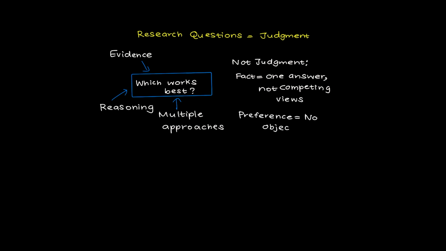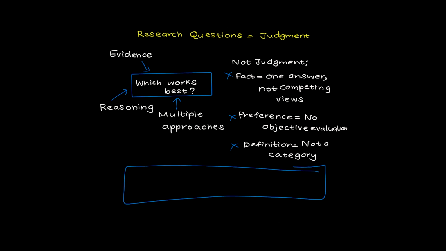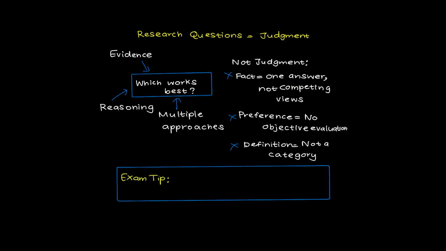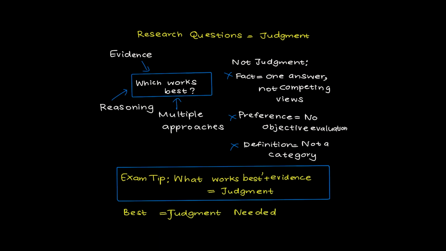Questions of preference are subjective with no assessment, but effectiveness can be evaluated through research. Question of definition isn't one of Paul and Elder's 3 types. Here's a WGU D265 OA exam tip for you. Research questions about what works best that require weighing evidence are questions of judgment. Quick recall hook. Best = judgment needed.